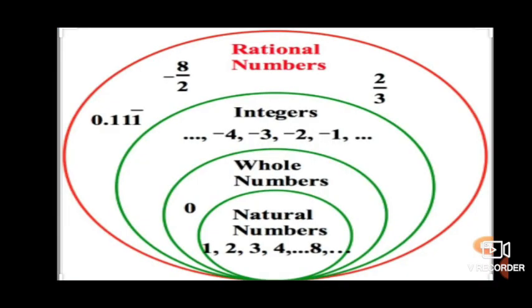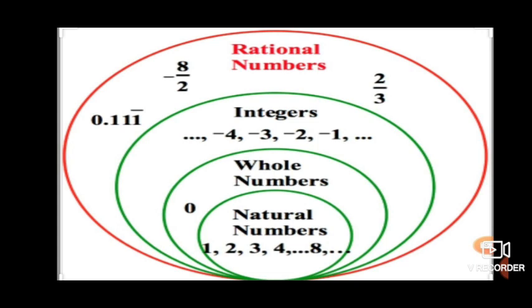Now we can see one small chart which will show the natural, whole, integers and rational numbers. If we see here, natural numbers will be under whole numbers, will be under integers, will be under rational numbers. See, here you will get a doubt that natural numbers are there in whole numbers, okay, whole numbers are there in integers, okay, but how are these three in rational numbers? Because as I told you, rational numbers should be in the form of P by Q.